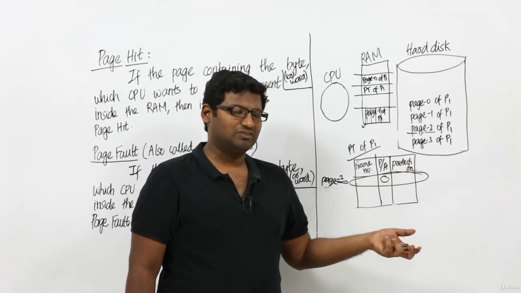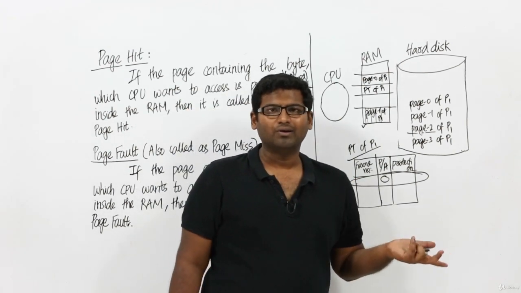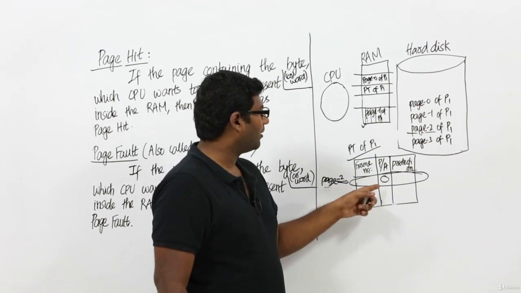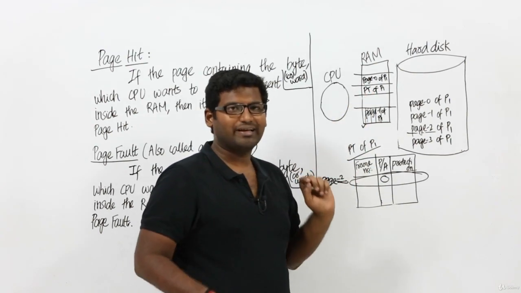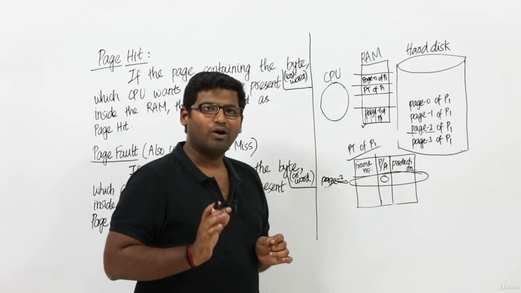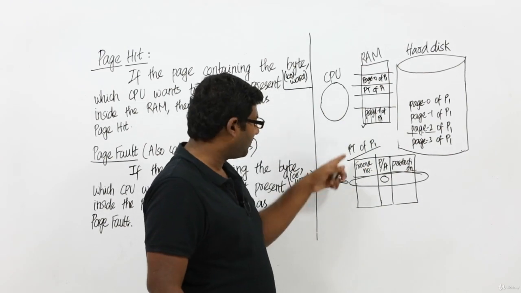Now what the CPU will do is, before getting the byte of a process, the CPU will initially go into the page table, right, before accessing the process. Why? Because the CPU needs to know the frame number. Only after knowing the frame number will it be able to go into the process and get the byte. We have already seen this. So before accessing the process, our CPU will definitely go into the page table.